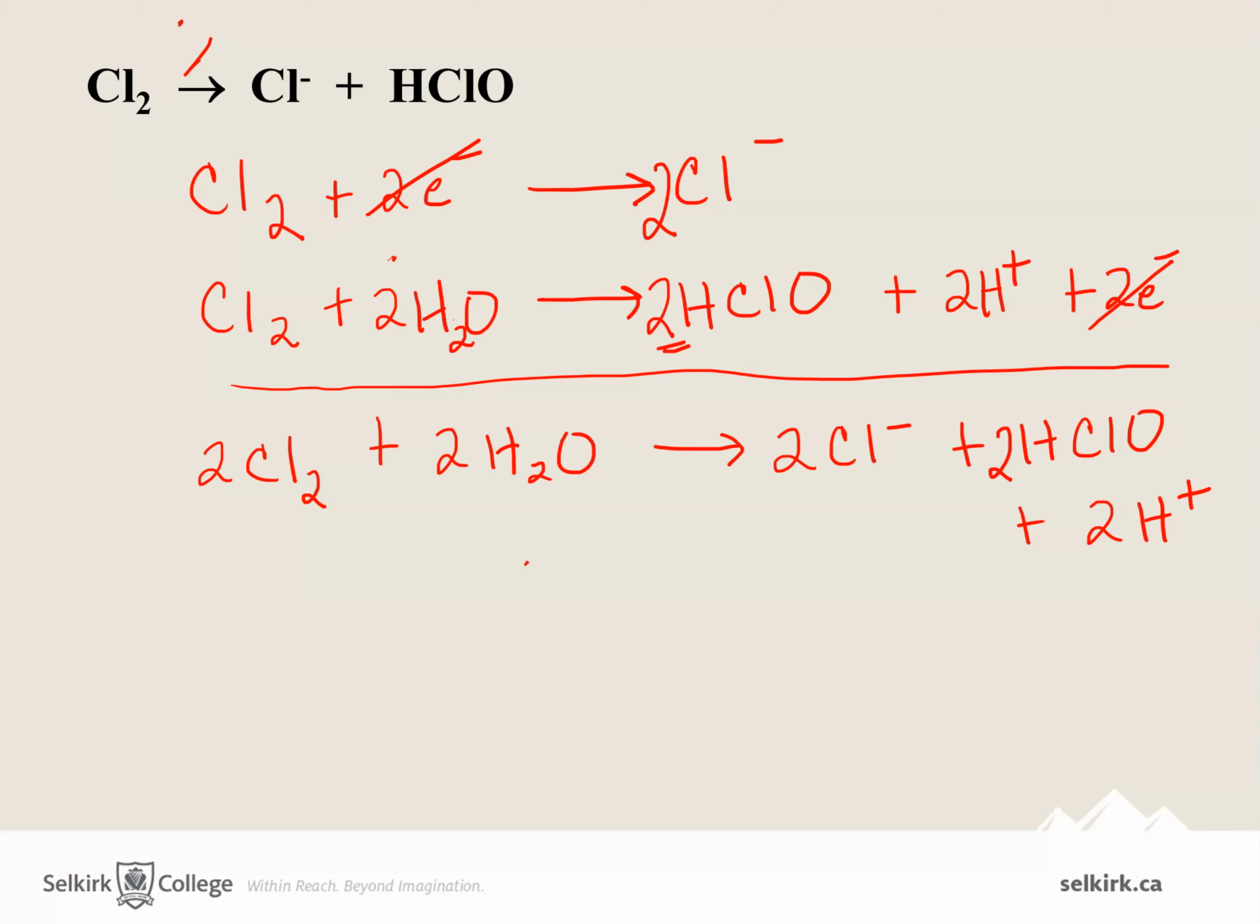Good. And don't forget to check the charge. Total charge on the left-hand side, 0. Total charge on the right-hand side, -2 + 2, 0. We must be right. Now this is an acceptable answer, but I'm going to make one more change. In general, we show the lowest possible stoichiometric coefficients. I've got a common factor of 2 for all of those, so I'm going to divide everything by 2. And I am left with my balanced redox reaction.